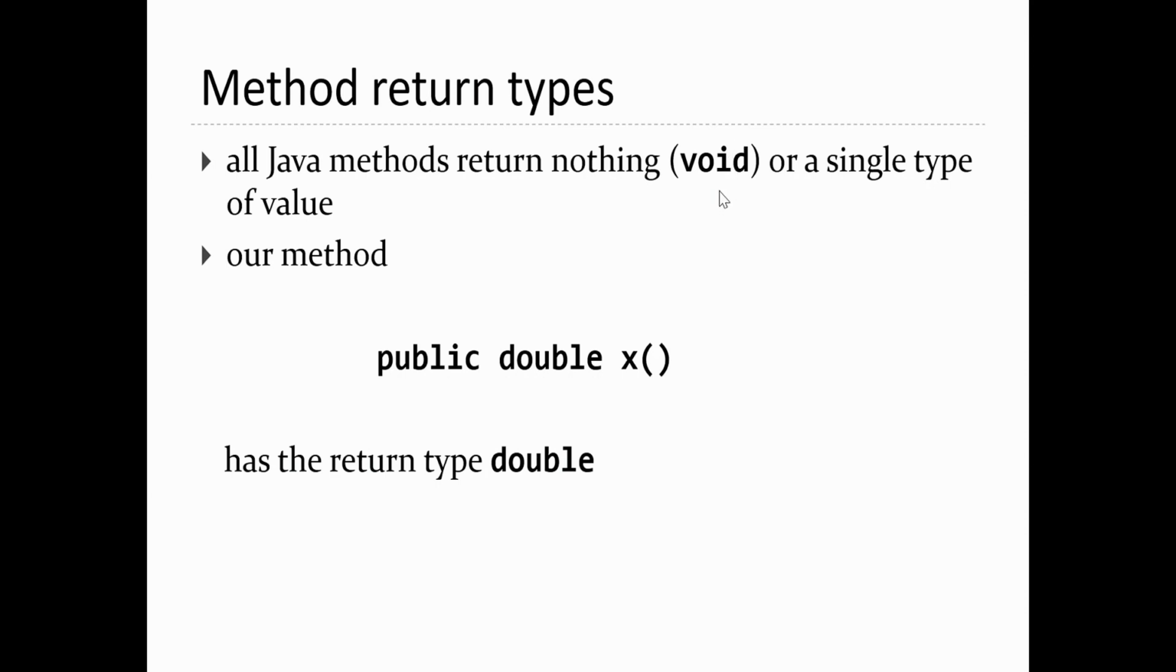Unfortunately, in Java, a method can only return a single value. Which is super inconvenient if you come from Python, because in Python you can return a tuple, which means you can return as many values as you want, which is really handy. In Java, you can't do so. You can only return a single value. So the method public double x has a return type of double.